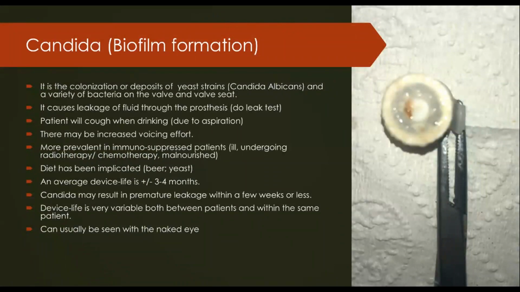With our prosthesis device life, an average device life is roughly 3 to 4 months. There are patients who have a prosthesis device life that's longer, and then there are device lives that are shorter. So you want to look at, in your patient where that device life is short, is it potentially the candida that's causing the problem? Where we see a patient coming back to us within a few weeks of placement of that prosthesis, candida is one of the things that we look at.